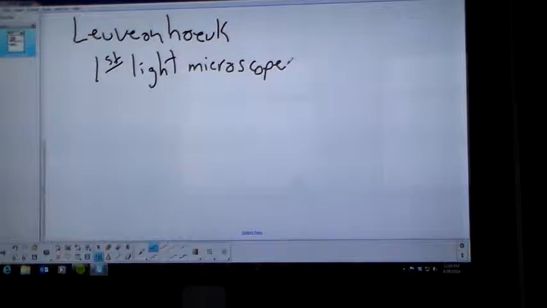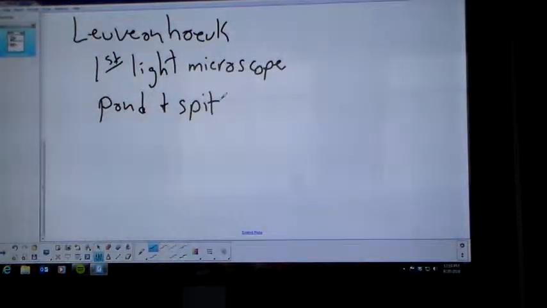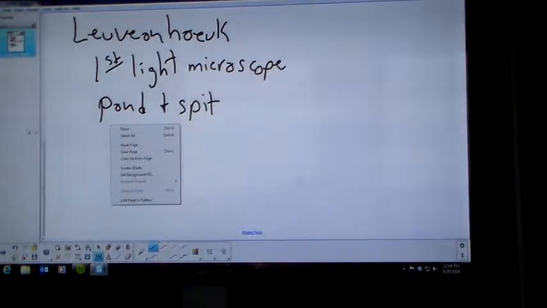What Leeuwenhoek would do is he had a pond behind his house, so he would go out and get some pond water. Also, in the 1500s, people weren't real good about brushing their teeth, so he would use people's spit. He would use the pond water and this spit and look at it on his microscope, and what he found was something that he called animalcules.